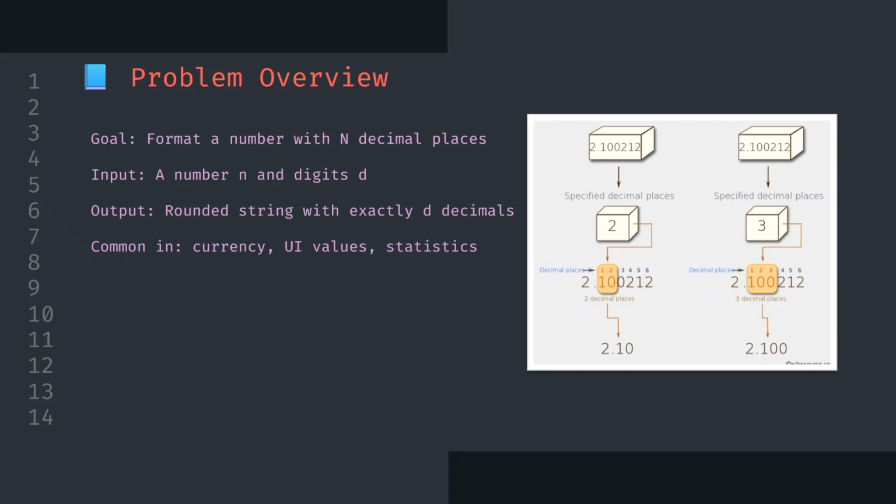The problem is simple. We want to format a given number to a fixed number of decimal places. It should round the number properly and always display the right number of digits. This is especially useful when working with prices or data reports.